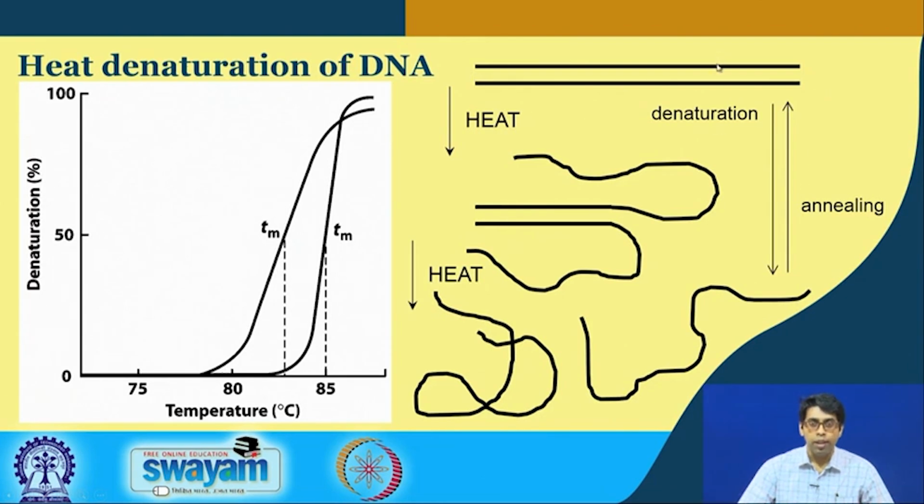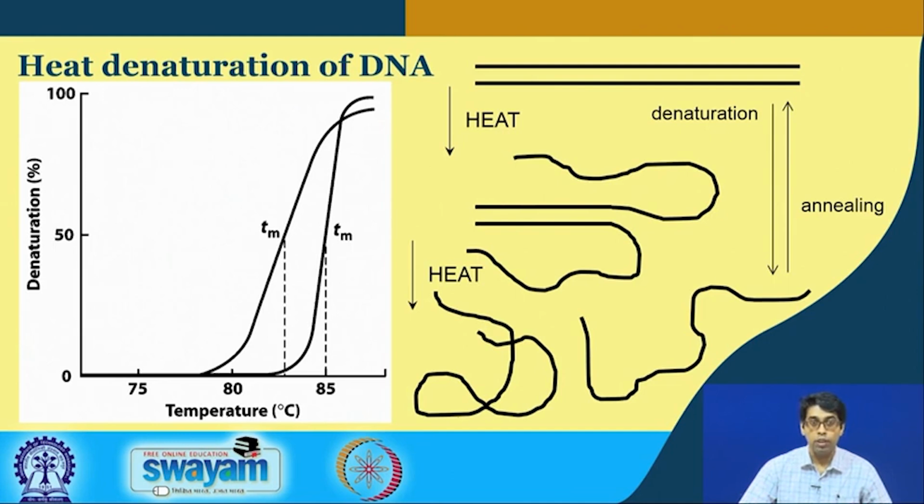So, the breaking of hydrogen bonds and separation of the two strands is called denaturation, and formation of the hydrogen bonds and the double helical structure upon cooling down the solution is called annealing of the DNA molecule. So, it can be a reversible process, and this denaturation and annealing also depends on the length and composition of the DNA, because in the previous slide we saw that GC pairs form 3 hydrogen bonds, whereas AT pairs form 2 hydrogen bonds.